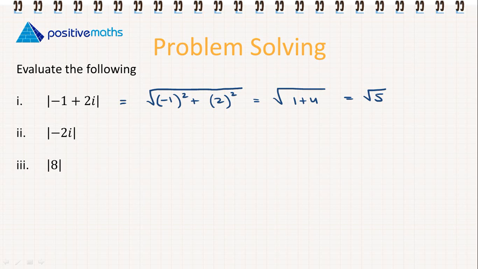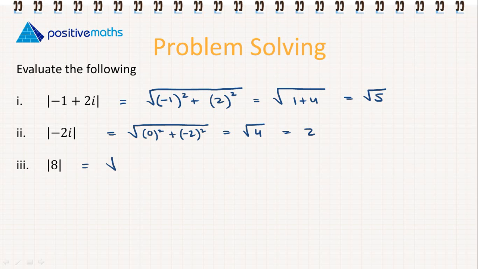Okay, our next example. Here, the real part is equal to 0. So just to include it, that would be 0 squared plus minus 2 squared. We're just going to get 0 for the first part, and minus 2 squared is going to give us 4. So the square root of 4 is 2.